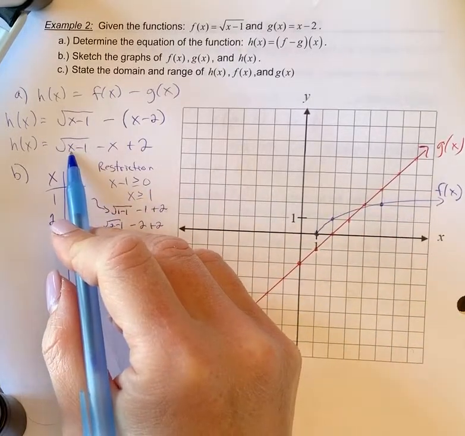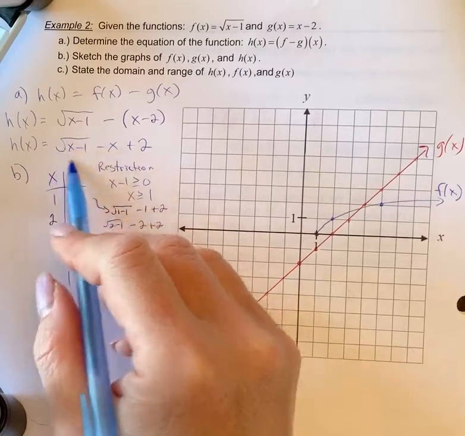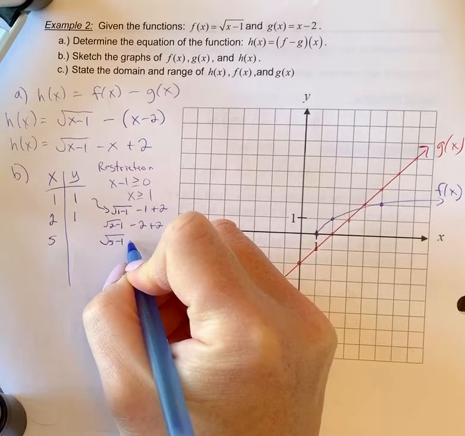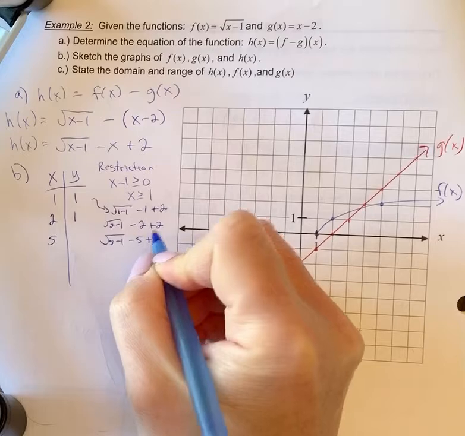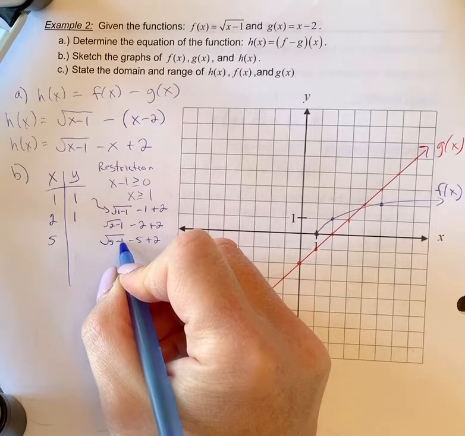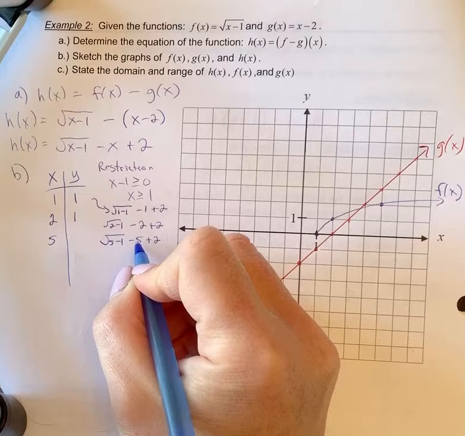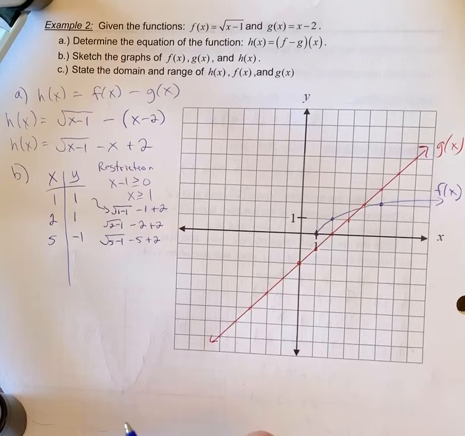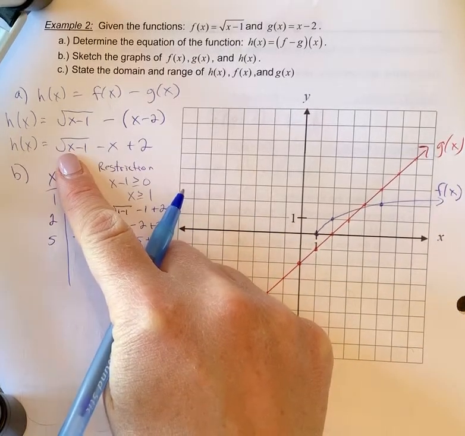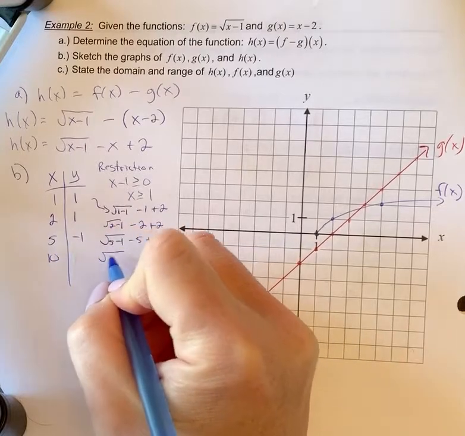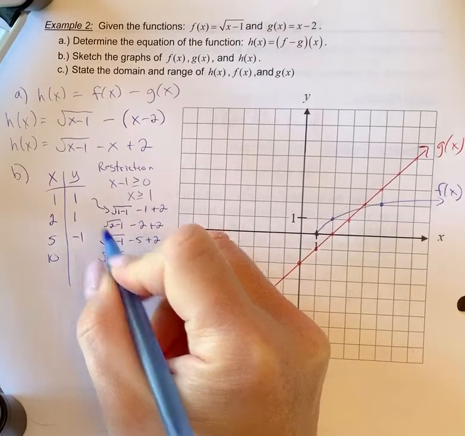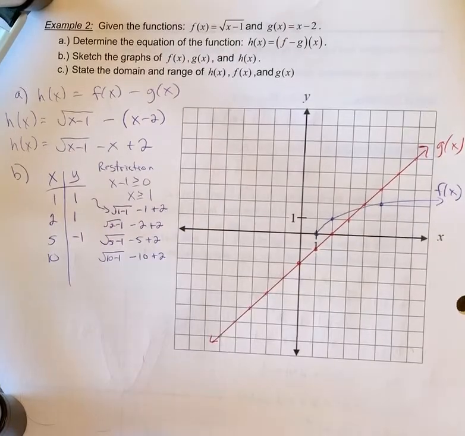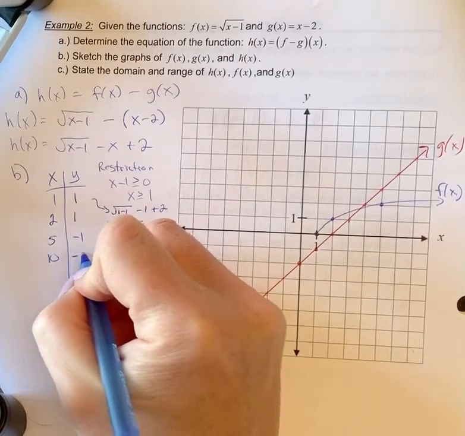So the next x value I'm going to choose is 5 because 5 minus 1 will give me 4, and I'll have a perfect square. So I'm going to choose 5. 5 minus 1 minus 5 plus 2, so I get the square root of 4, so I get 2. 2 minus 5 is -3 plus 2, so you're going to get -1. And I'm going to choose one more point, the x value of 10. 10 minus 1 would give me 9. So we're going to plot that one as well, just to see if there's much of a difference. Those points are in there, so you're going to calculate that. So you're going to get 3 minus 10 plus 2, so you're going to get -5.